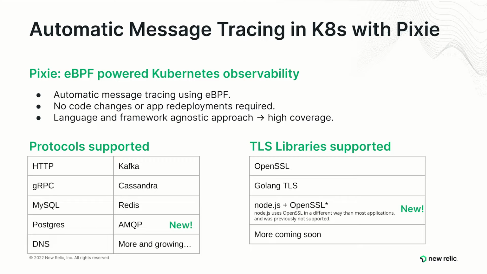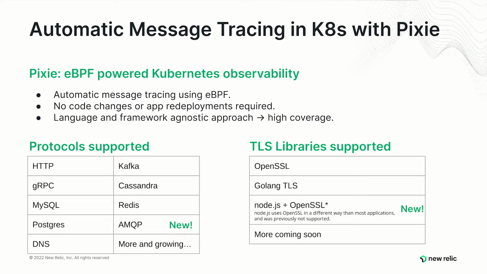With this approach, the protocols that are supported include HTTP, gRPC, databases like MySQL and Postgres, and message buses like Kafka. Most recently, support has been added for AMQP, which is used by the popular message bus RabbitMQ. And this list of protocols is growing.